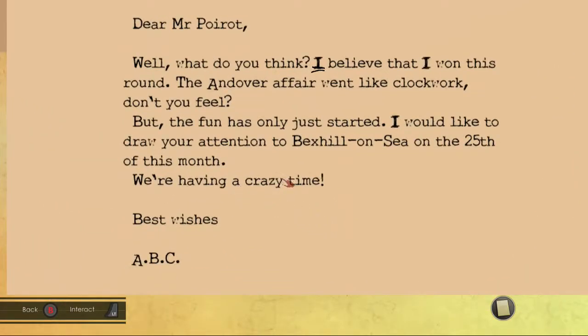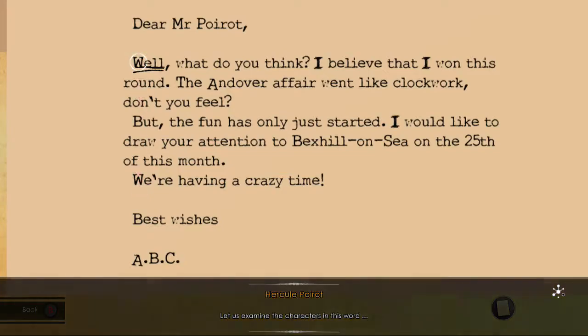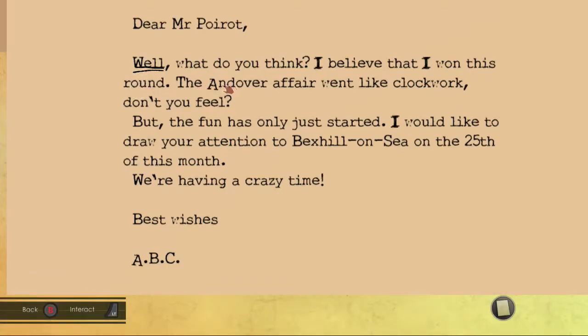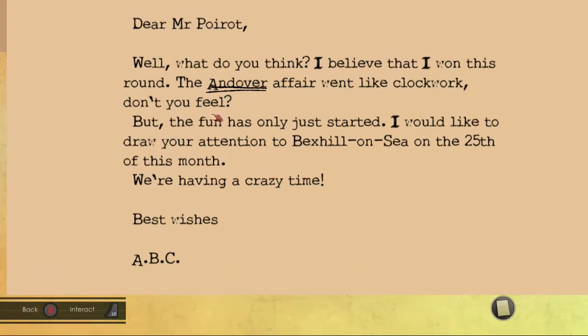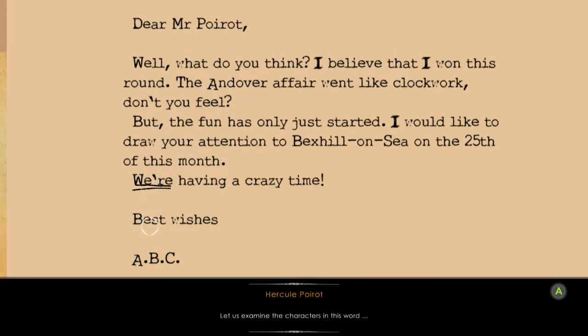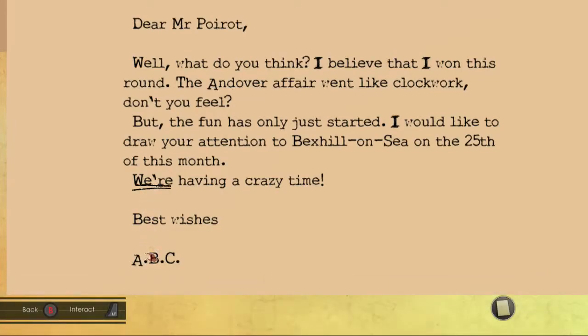Okay, I've compared all the words. Oh, let me do that. The nephews are different, but it compares the whole word and not just the letter. Yes, the A appears to be quite unusual. Let us examine the characters in this word.